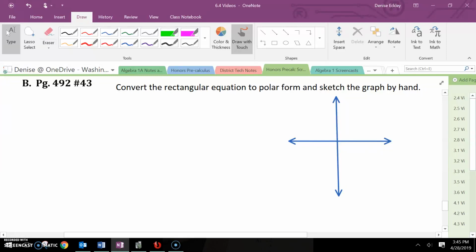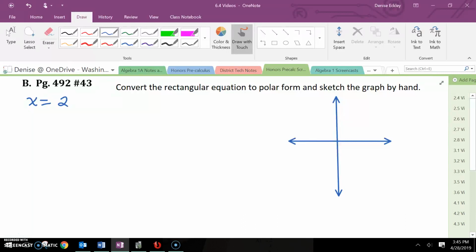Page 492, number 43. We are to convert the rectangular equation to polar form and sketch the graph by hand. We're also going to then check it using a graphing calculator. So the given equation is x equals 2. So it is a vertical line. So what we want to do is use our conversion equations to go from rectangular to polar.